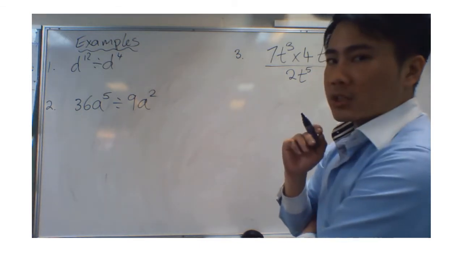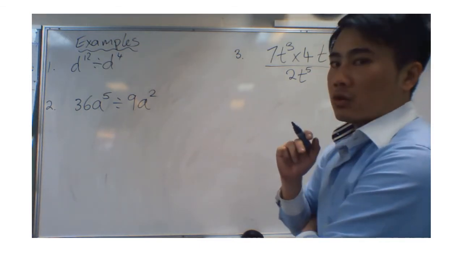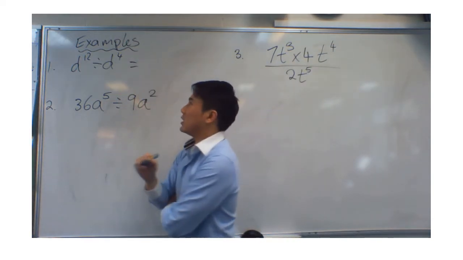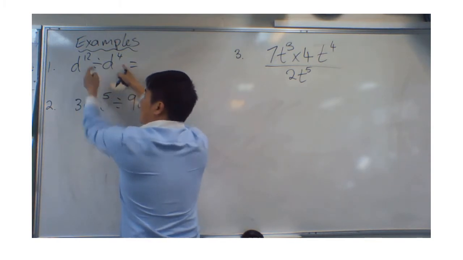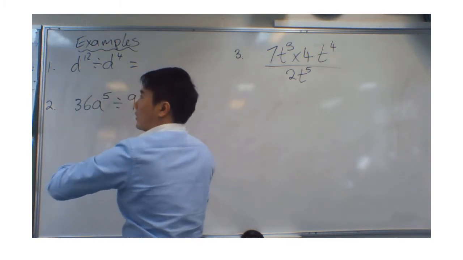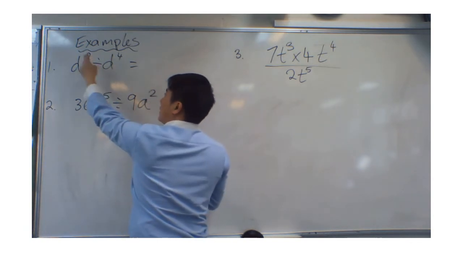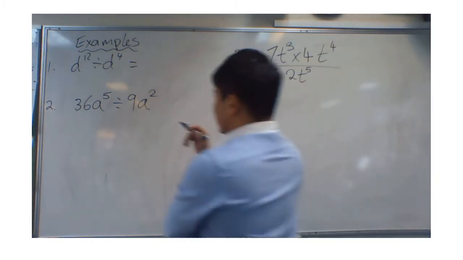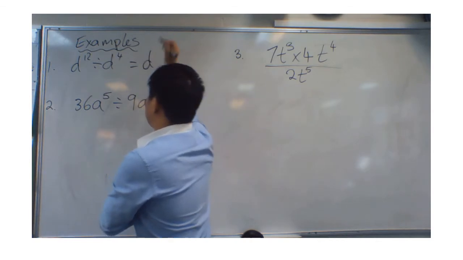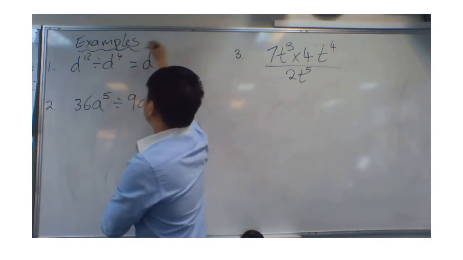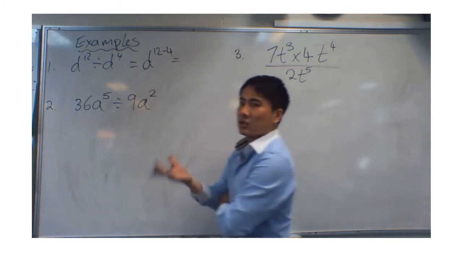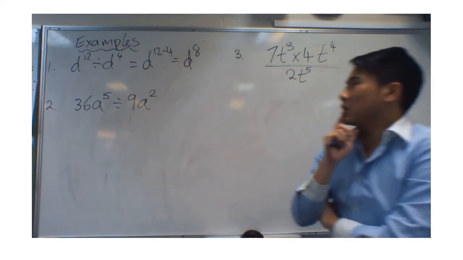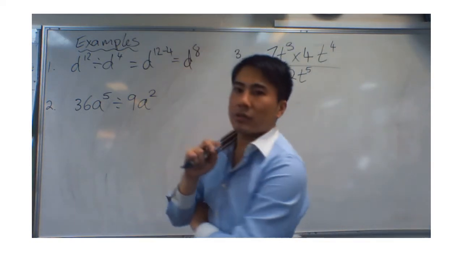What can we do? Which index law do we use? We're going to use the second index law, right? The second index law tells us if we have the same base, if they're in index form, and if I'm dividing, then I can just simply multiply, minus the powers. So in this case, d to the power of 12 take 4, which is d to the power of 8. This one is very simple. It's just a direct application of the second index law.